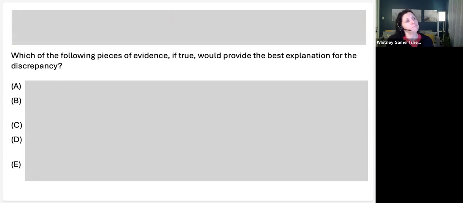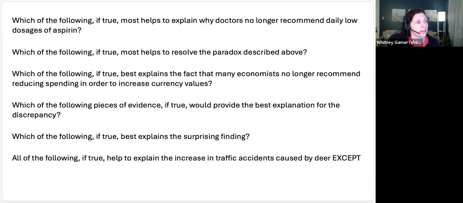So I want to give you some examples of the critical reasoning discrepancy question type. So take a moment and read through some of these. And I want your impression. What do you notice about the language? What's really common in this language? What are some words that you want to be looking out for?